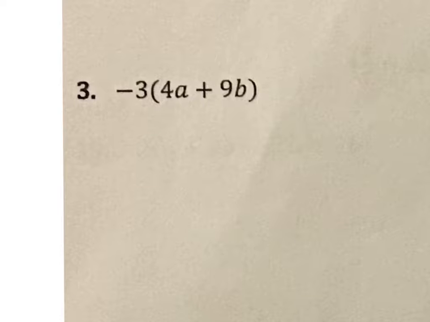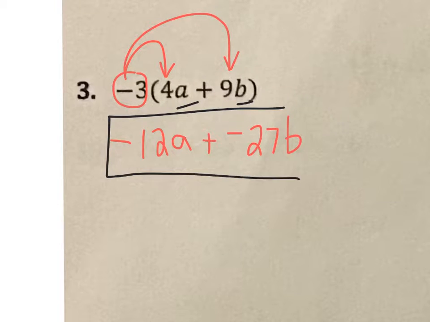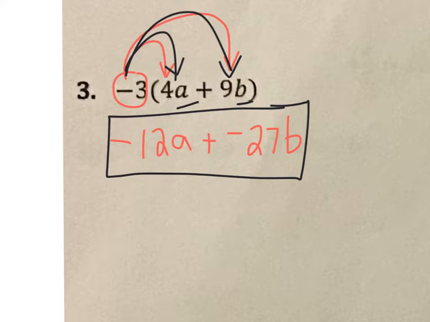All right, here we go. -3 times 4 is -12a. Bring down the plus. -3 times 9 is -27b. So this one's a little bit different because now we have an a and a b. Just make sure you follow your steps and distribute the -3 to both pieces, or both terms.